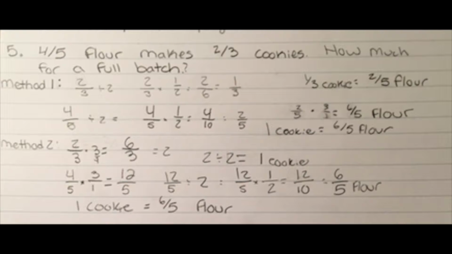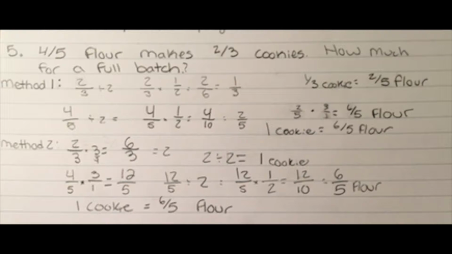So what I did was I multiplied 2/3 by 3, and I got 6/3, which simplified is equal to 2. And since I multiplied the 2/3, I knew I needed to multiply the 4/5. So I multiplied 4/5 by 3, and I got 12 over 5. So then the next thing I did was divide the 2 by 2, so I could get 1 for the 1 batch of cookies.